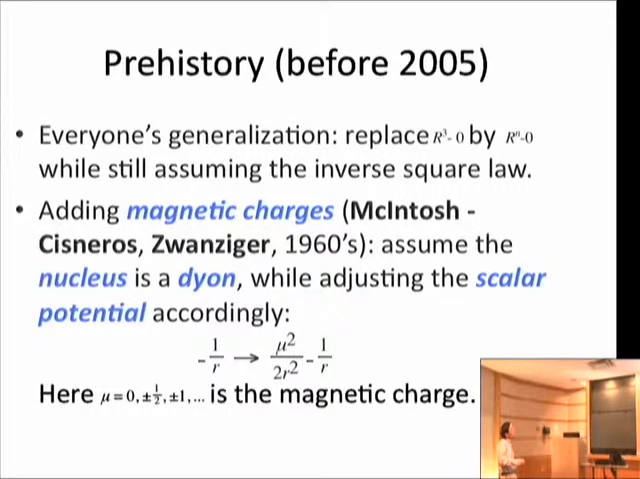And there's a topological reason, because twice mu is the first Chern number, so it has to be an integer. So the magnetic monopole charge acts like an angular momentum, basically.